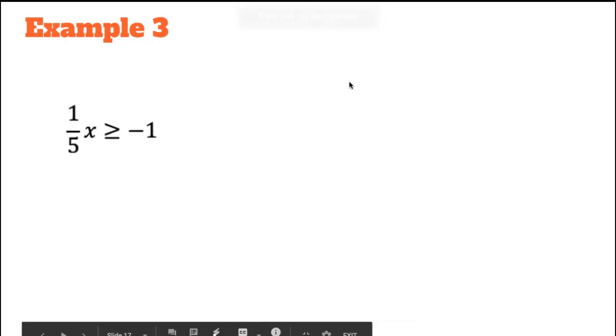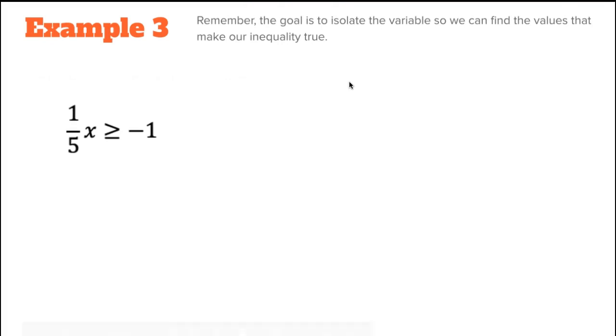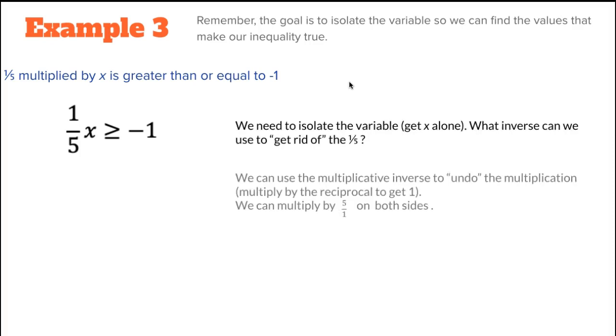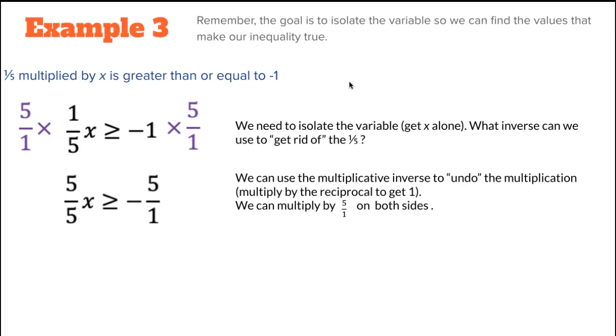Example 3. So remember, the objective is we need to isolate the variable, right? And this is saying 1/5 times x, right? Remember, we want to take the reciprocal of that 1/5, and the reciprocal of 1/5 is 5/1. So we multiply both sides of the inequality sign by 5/1. Okay, that gives you 5/5 x. So x is basically by itself now, and you're left with x is greater than or equal to 5.